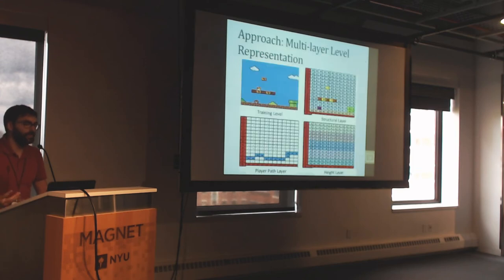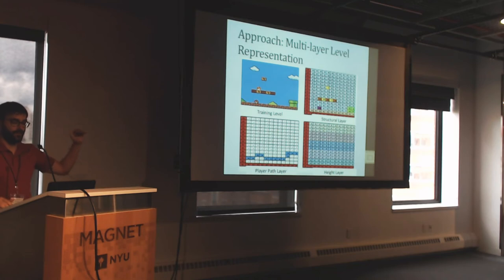So now the new contribution of this paper is that, okay, we have the structural layer, but maybe we can add more layers to give some meaning to the things that we are placing in the map. So they propose two different layers besides the structural layer. One is the height layer. They range from 1 to 5, the different altitudes of the tiles.